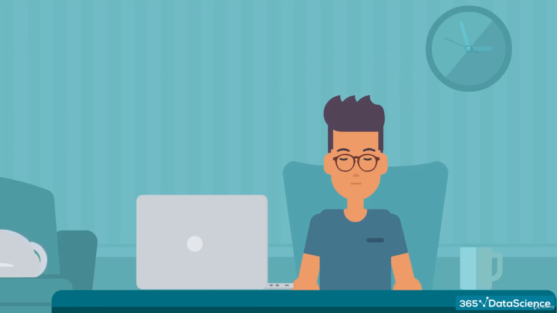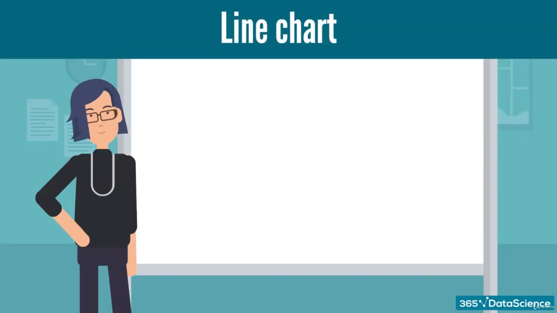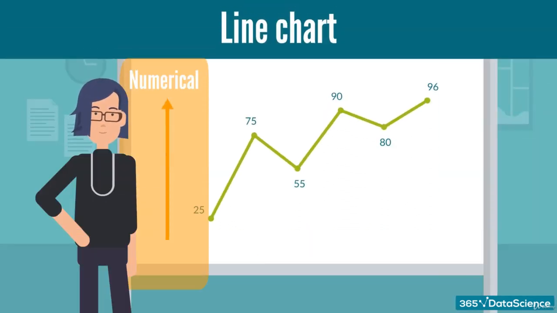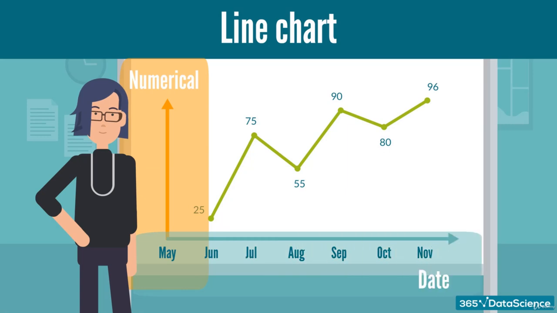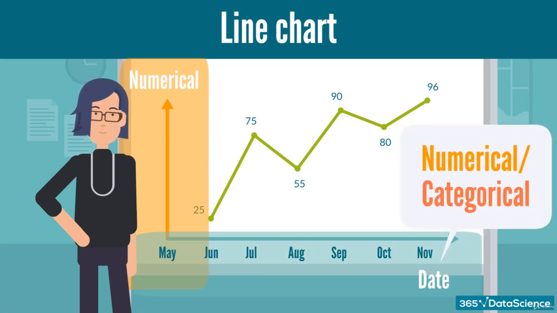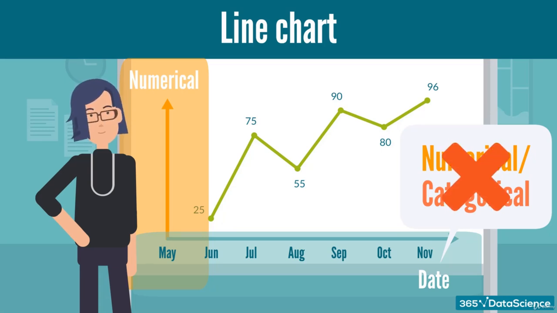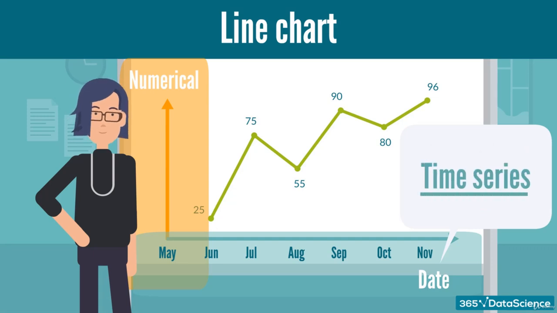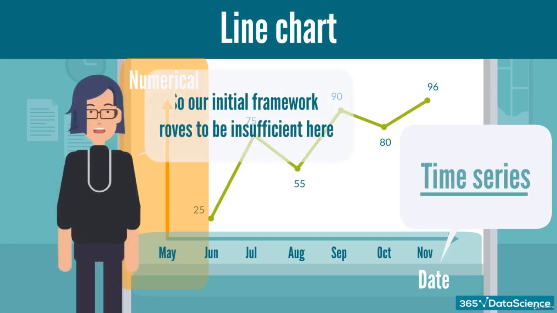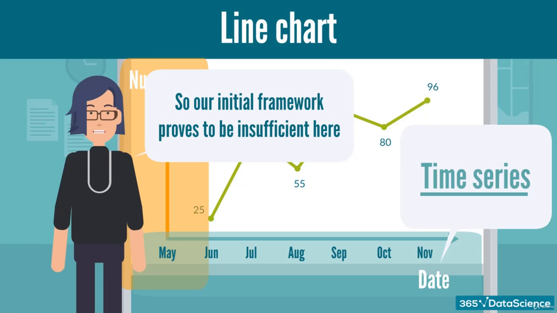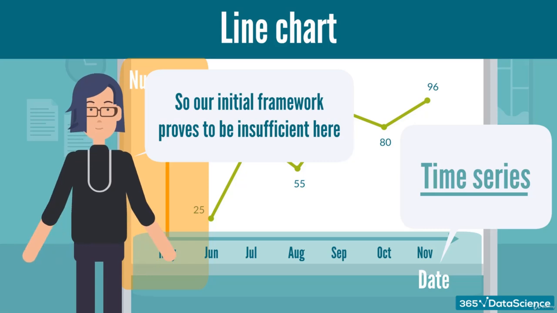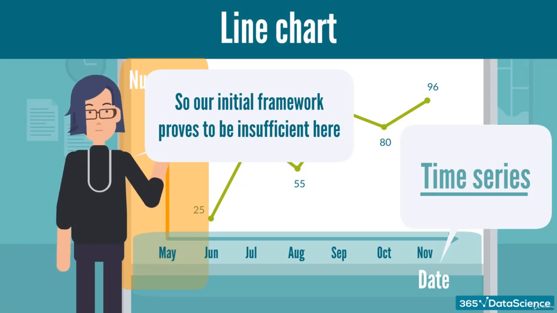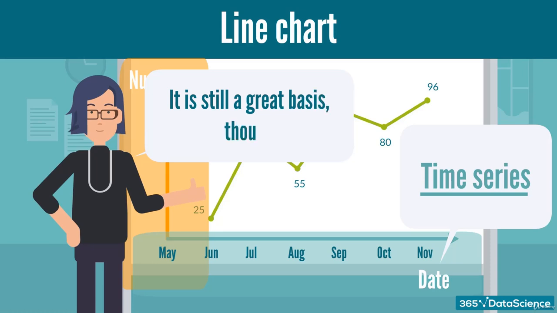Okay, let's do one more. What about a line chart? Looks like one axis is numerical while the other is a date. A date could be either numerical or categorical depending on your definition. Neither a good option, thus there is a whole field regarding such data called time series analysis. So our initial framework of dividing data into categorical and numerical proves to be insufficient. It is still a great basis, though.